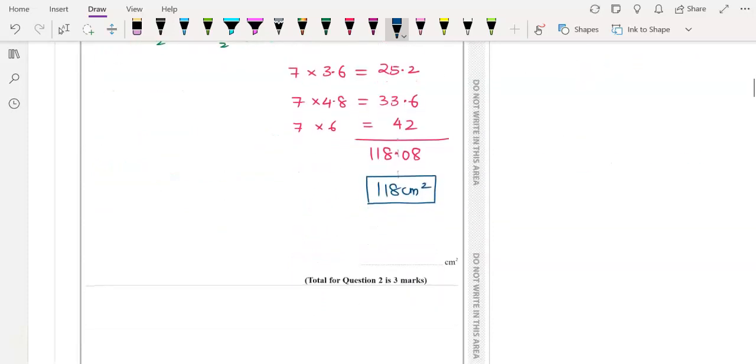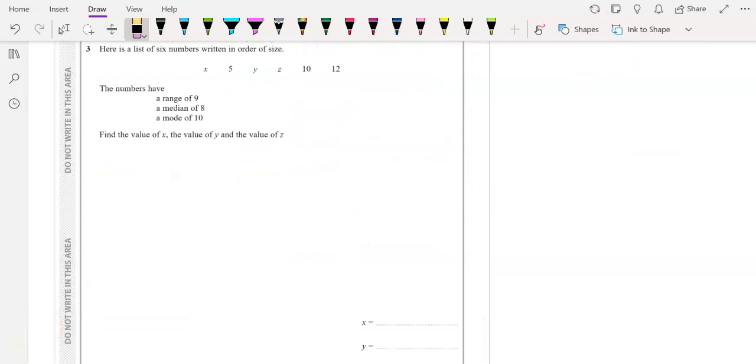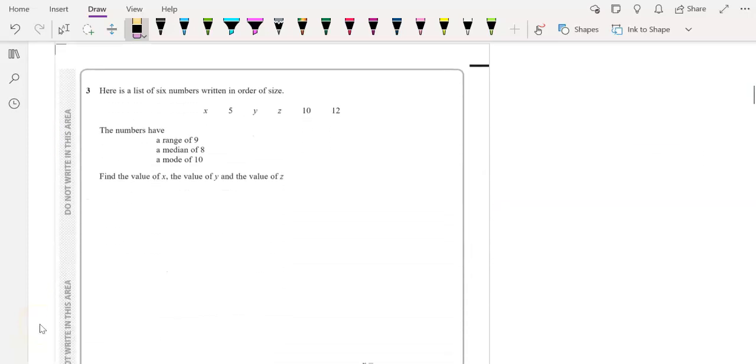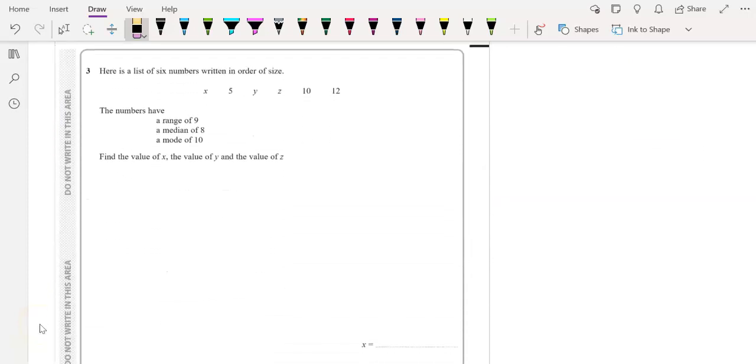Moving on to the next one. Question 3. Here is a list of 6 numbers written in order of size. So the numbers are already arranged. The numbers have a range of 9, a median of 8 and a mode of 10. Since the range is 9, the difference between the biggest and the smallest will be 9. So you know the bigger value. So to find the value of x, you will do 12 minus 9. So the value of x will be 3.